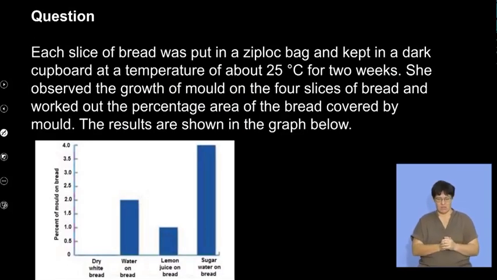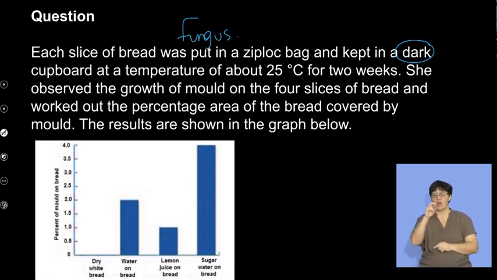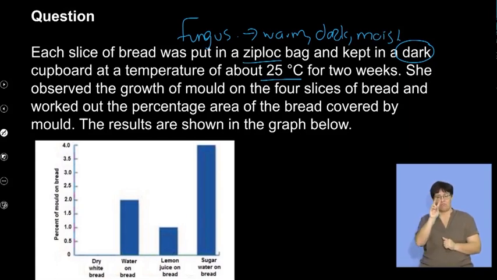Each slice of bread was put in a Ziploc bag and kept in a dark cupboard. So remember, mold is fungus. What conditions do fungus grow best in? Warm and dark and moist. That's why she put it in the Ziploc bag to keep all the moisture in. And she left it at a temperature of 25 degrees for 2 weeks. She observed the growth of mold on the 4 slices of bread and worked out the percentage area of the bread covered by mold. The results are shown in the graph below.